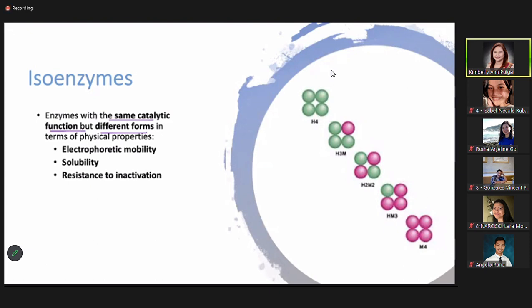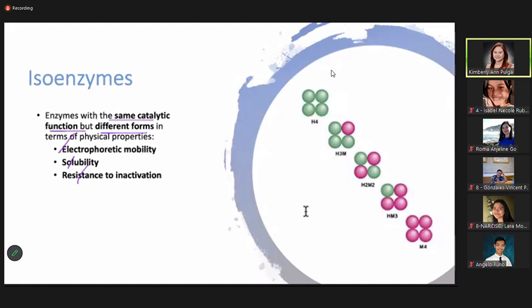So, tama kanina, yung nasabi ni Charm, different amino acid sequences sa enzymes natin. But despite the differences in the sequence, the enzymes fold to the same three-dimensional structure and they frequently exhibit similar affinities for the substrate. And pareho din yung catalytic rates nila with the substrate, no? So, ang different forms natin can be differentiated from each other based on certain physical properties. So, you can have the electrophoretic mobility, the solubility, the resistance to an activation.